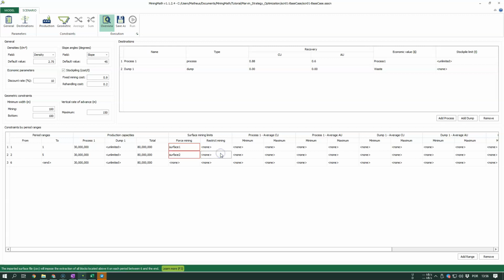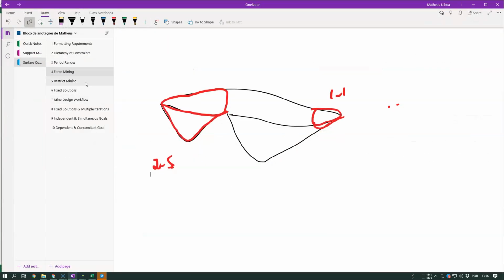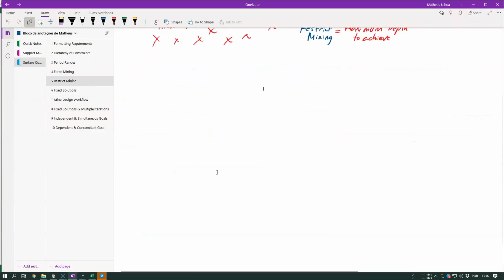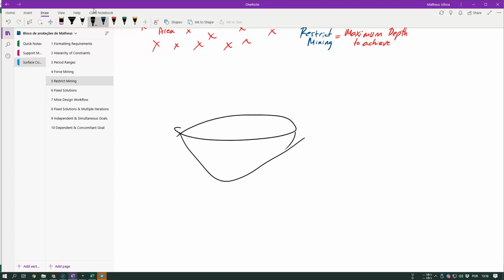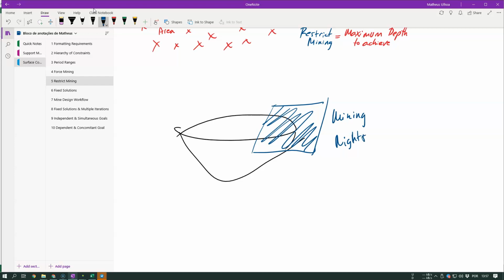The same for restricted mining. For example, for restricted mining, I could have the following situation. I could have my pit. Let's say I have my pit over here. Sorry for my awful drawings, but let's say I don't have the mining rights from this area. So these are my mining rights. I don't have these mining rights.